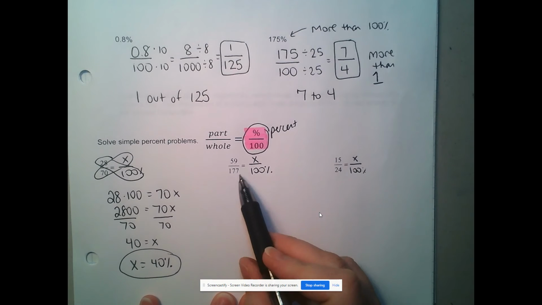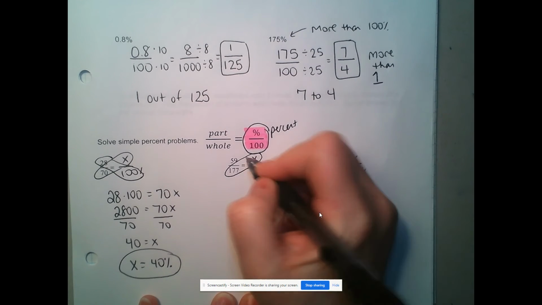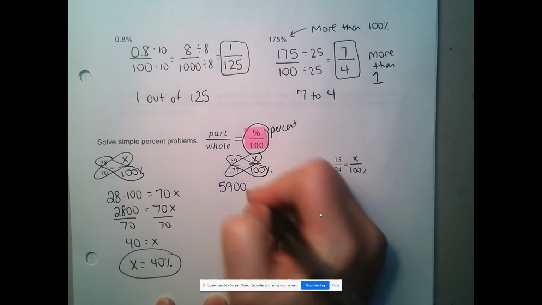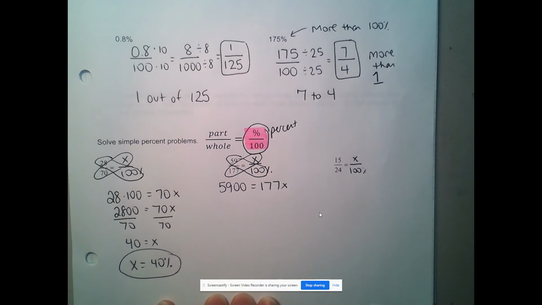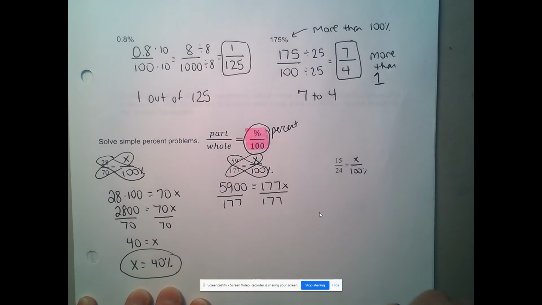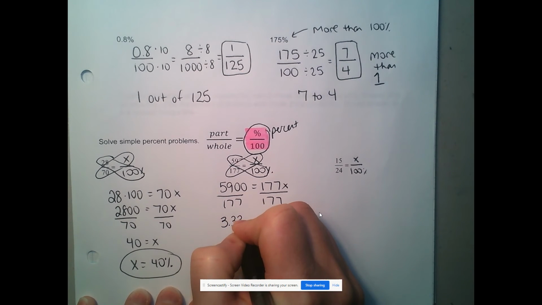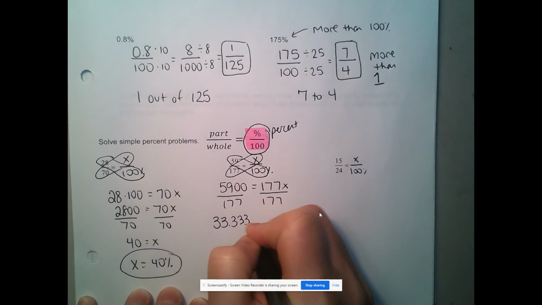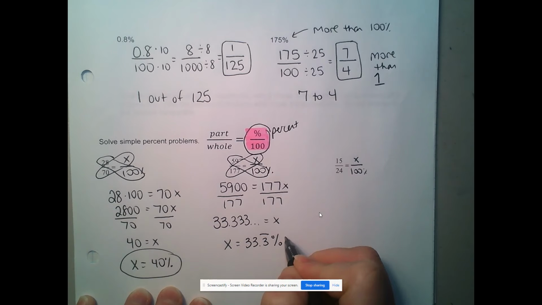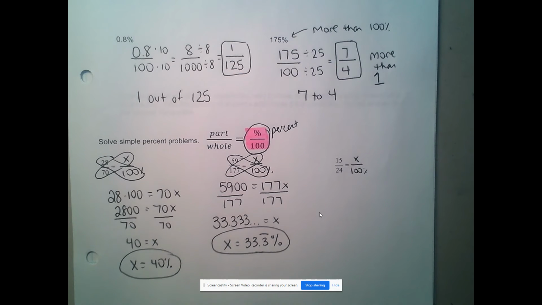The next one, 59 over 177 equals X over 100. We're going to do that same 59 times 100. Well, I can just write 5900 equals 177 times X, which is 177X. I would do my one step of algebra, divide both sides by 177. We're going to get 33.333, right? Repeating. So what we would do is we would say X equals 33.3 repeating percent. The number we were looking for was a percent, so our final answer has to have percent. And you'll all notice that I'm switching them so that the variable reads on the left first.